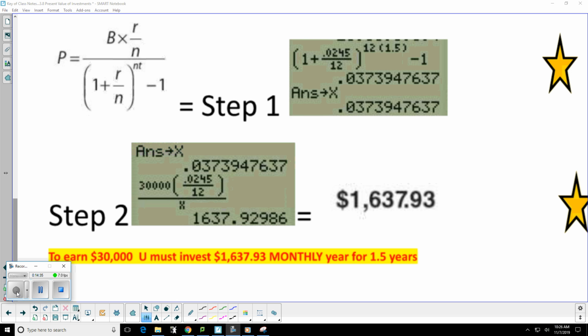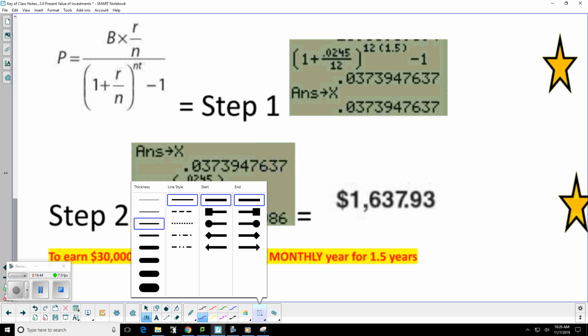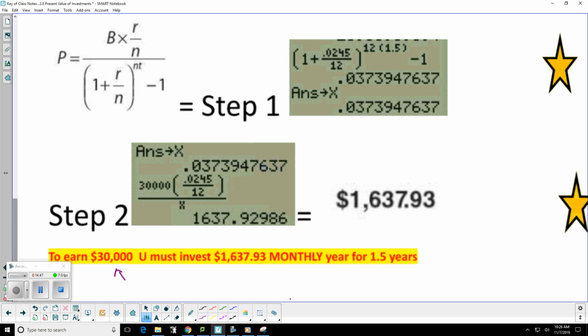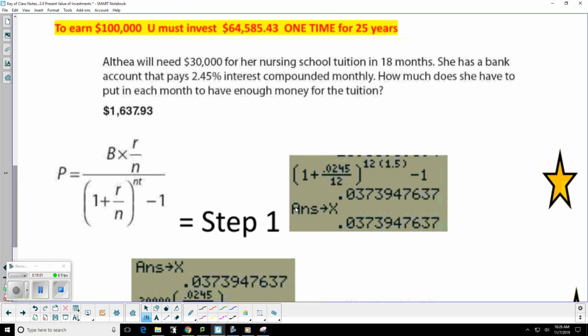30 grand. To get to 30 grand, we want to invest this on a monthly basis for 1.5 years. By the way, I think Shanice had trouble with this. 18 months is just 18 divided by 12. That's how we get a year and a half. Okay? Don't get caught up on something real simple like that. Okay? Final question.